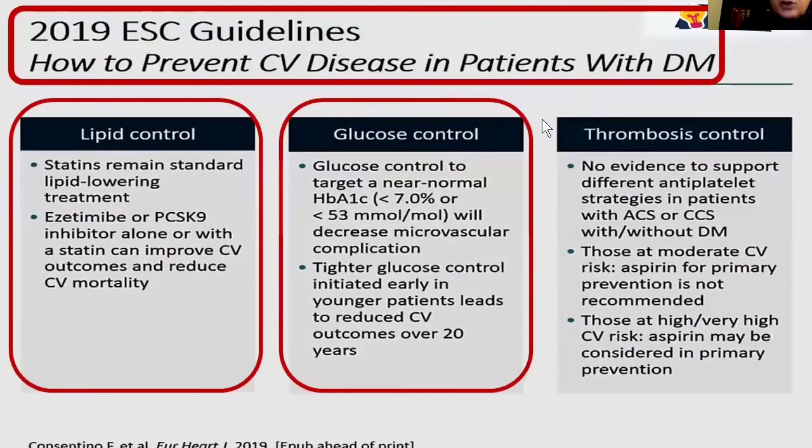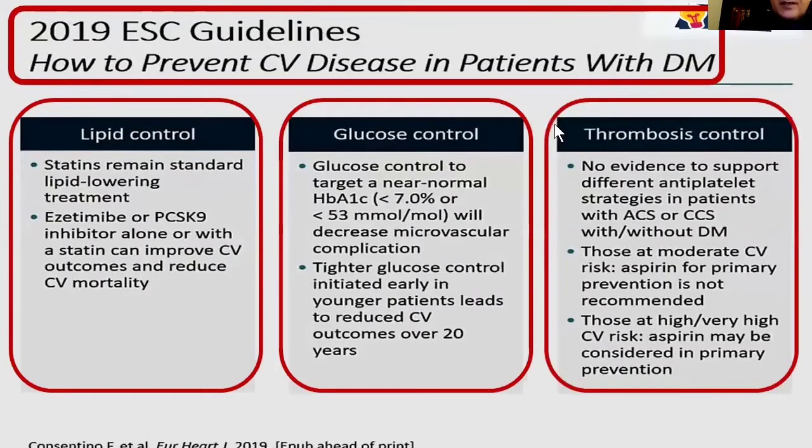The thrombosis control is very important. There is no evidence to support the different antiplatelet strategies in patients with acute coronary syndrome or coronary artery syndrome with diabetes. At moderate cardiovascular risk, aspirin for primary prevention is not recommended, but in those at high and very high cardiovascular risk, aspirin may be considered in primary prevention.